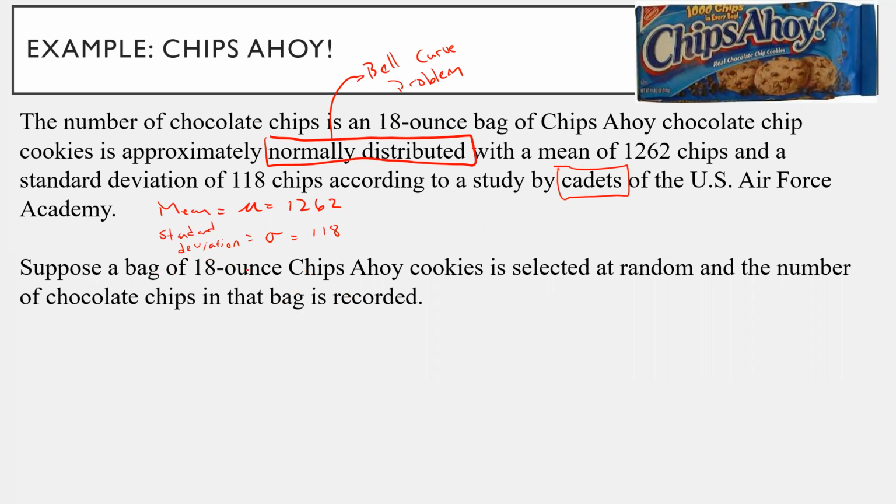Suppose a bag of 18-ounce Chips Ahoy cookies is selected at random and the number of chocolate chips in the bag is recorded. Okay, so I'm going to select a bag at random. So I don't know how many chips will be in that bag. So I'm going to define that by the random variable x. All right, and it's just going to be the number of chips in the randomly selected bag.